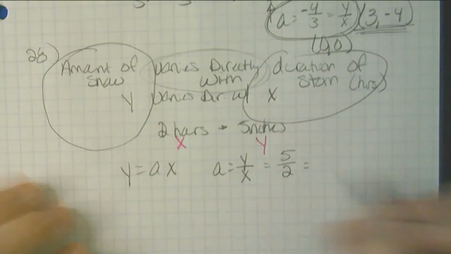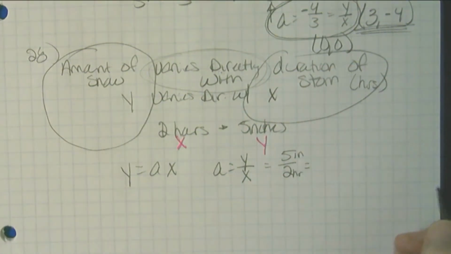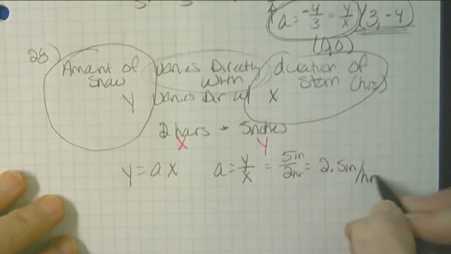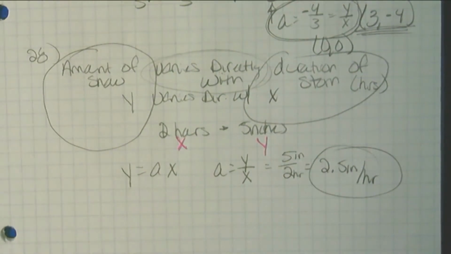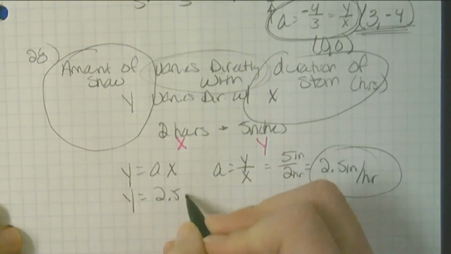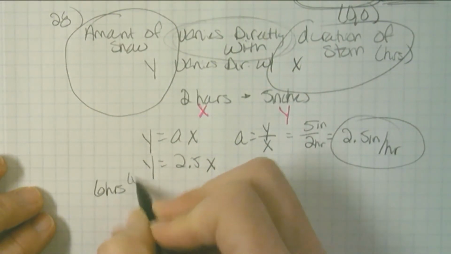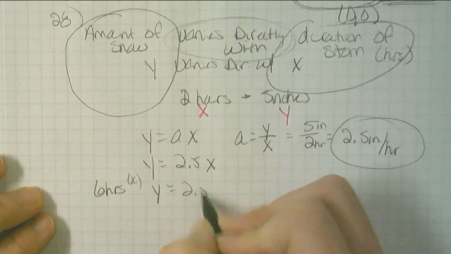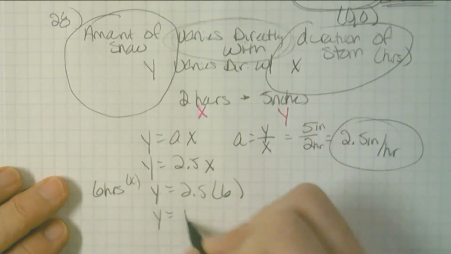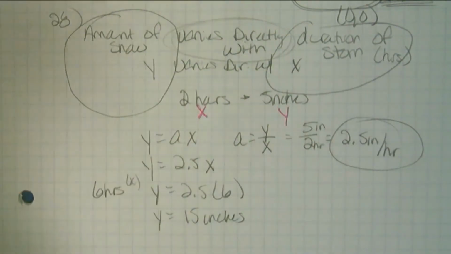All right, since this is actual data, this is 5 inches in 2 hours. I need to turn that into a unit rate. So that's going to end up being 2.5 inches per hour. So that's what my constant of variation means. So my equation is Y is equal to 2.5x. And then after 6 hours, well, that is my X. So Y is equal to 2.5 times 6, which should give us 15 inches. You guys cool with that?